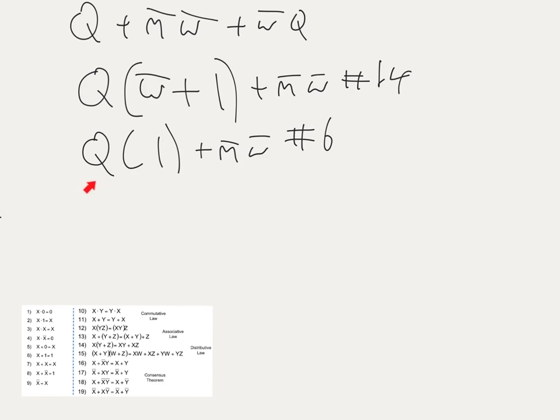Getting pretty darn simple here. But I think we can keep going. I got Q ANDed with a 1 here. So let's see. Anything ANDed with a 1 is itself. So Q ANDed with 1 can just become Q, plus M naught W naught, because of theorem number 2. I think that's about as simple as we can make it. Q plus M naught W naught.